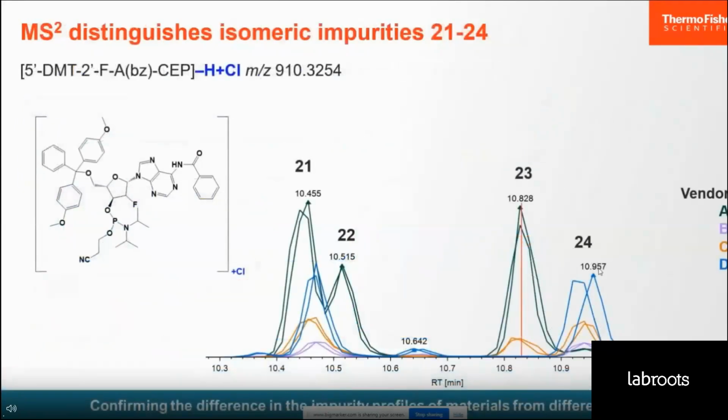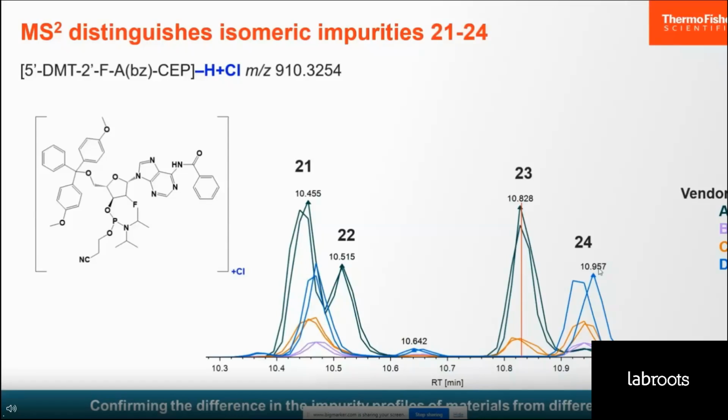And then finally, one more example, when we focused in on the 10 to 11 minute range of the chromatogram, using the mass spec, we determined that this group of peaks 21 through 24 all had the same exact mass of 910. So when you think about what are the possible impurities with mass 910, well, we can infer from the chemistry and what we had seen before that we'd expect this to be an amidite plus a chlorine somewhere in the molecule.